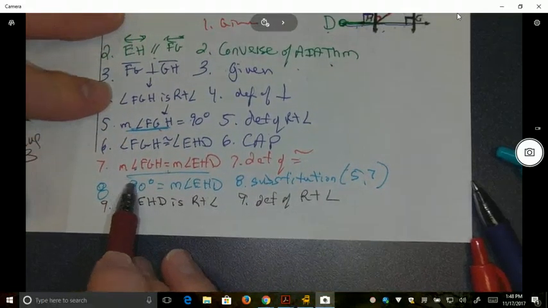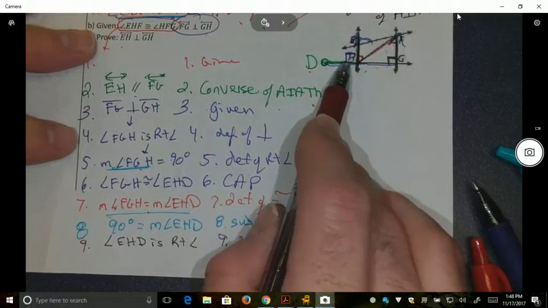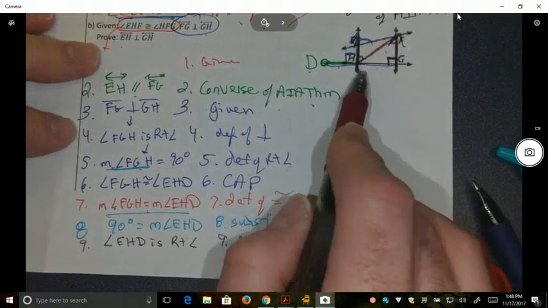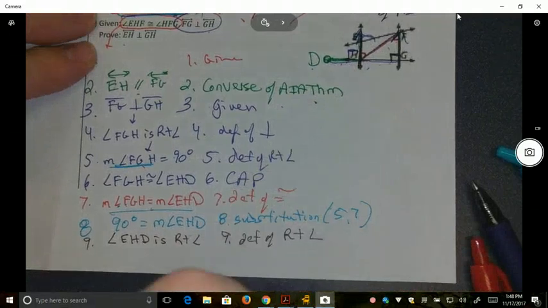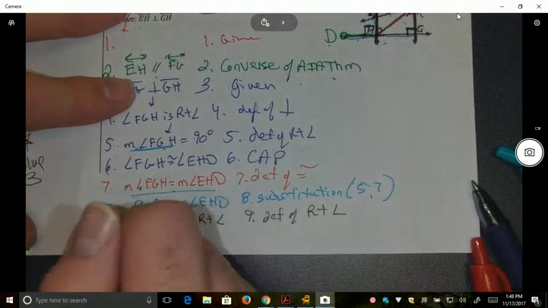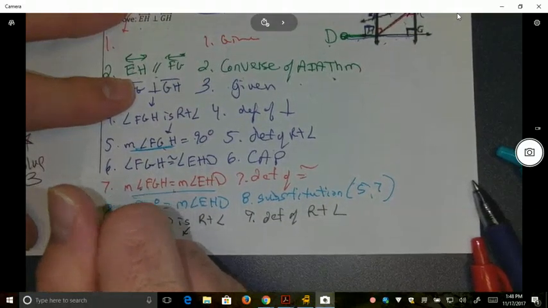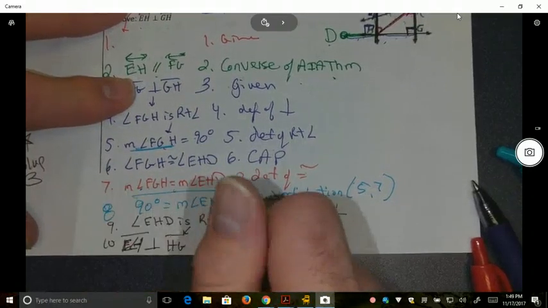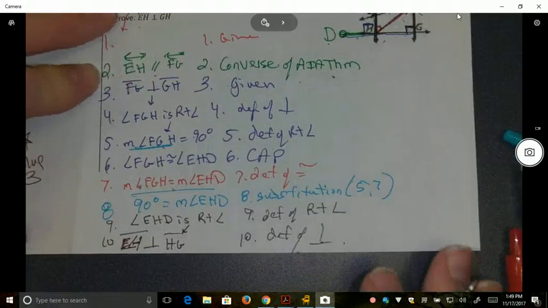They're 90 degrees, so that means this is a right angle, which we already knew, but we had to put it in our proof. And now, since it's a right angle, that means that this, well, is EH, and this is HG. They have to be perpendicular. So since it's a right angle, EH has to be perpendicular to HG by the definition of perpendicular.